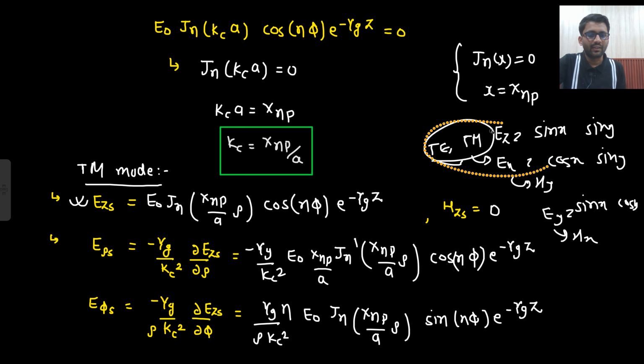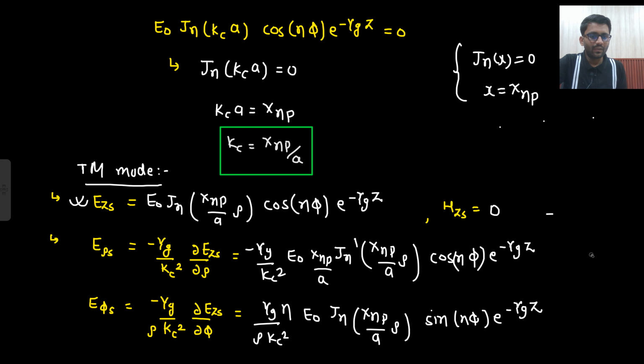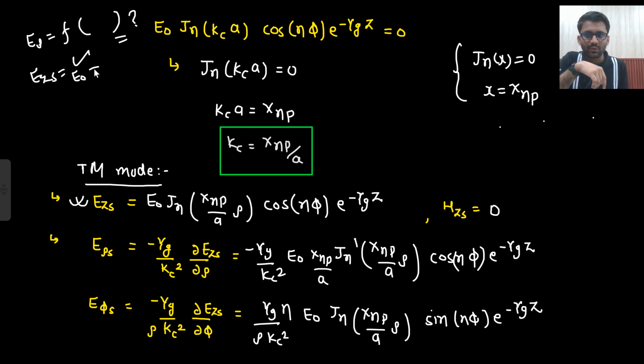What I mean to say is that in the examination, somehow I got to know that it is my Ez mode, and I require to write down the E rho expression. I just need to know that it will be a function of what. So I will think, okay, I got to know that it is my TM mode. If it is a TM mode, that means Ezs is existing. So Ezs is a function of E naught, Jn of Kc rho, and cos n phi. So this I need to remember.